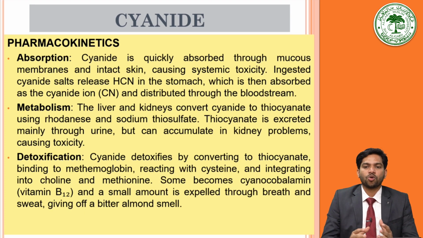Coming to the toxicokinetics of cyanide, it is quickly absorbed through mucous membranes and intact skin, causing systemic toxicity. Ingested cyanide salts release hydrocyanic acid in the stomach, which is then absorbed as cyanide ions and distributed throughout the bloodstream. The liver and kidney convert the cyanide to thiocyanate using the rhodanese enzyme and sodium thiosulfate. Thiocyanate is excreted mainly through the urine, but it can accumulate in the kidney, causing toxicity there.